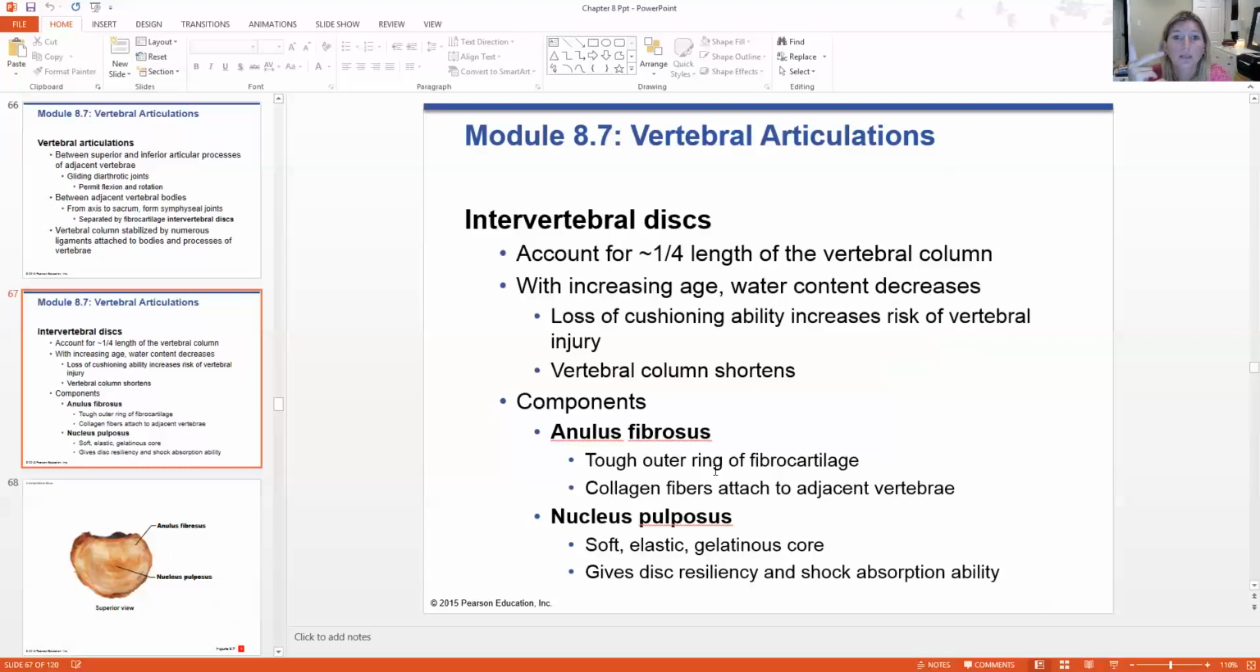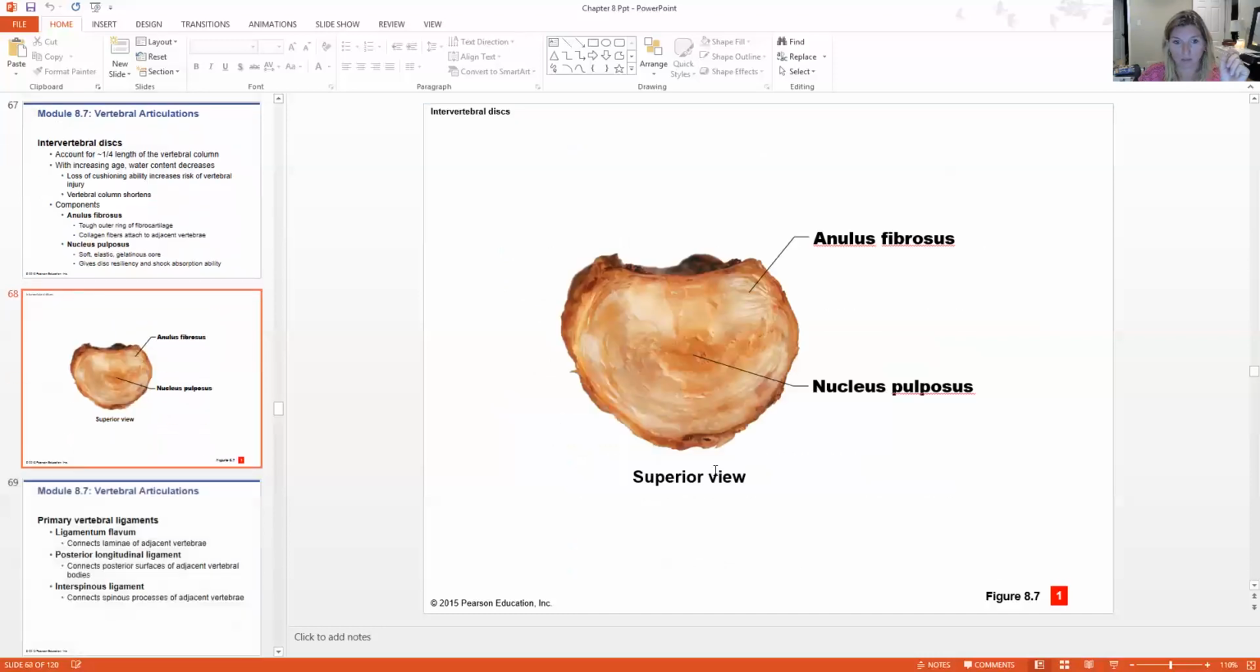They're made of two main parts. One's called the annulus fibrosus. That's the tough outer ring of fibrocartilage, collagen fibers attach it to the vertebrae. Inside of the intervertebral disc is a soft gelatinous core called the nucleus pulposus. This gives the disc the ability to absorb shock. There you see it.